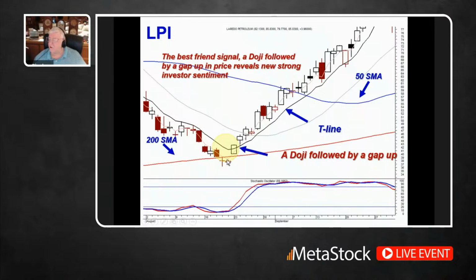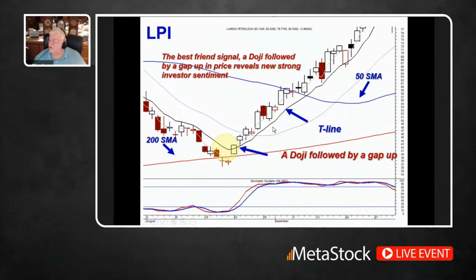So this is what we're looking for. This is one of your strongest signals. This is a best friend signal. A doji followed by a gap up in the oversold area and a close above the T-line. Now, good bullish trade. How long do we hold on to this? Well, you just hang on to it until you see that sell signal and a close back below the T-line.